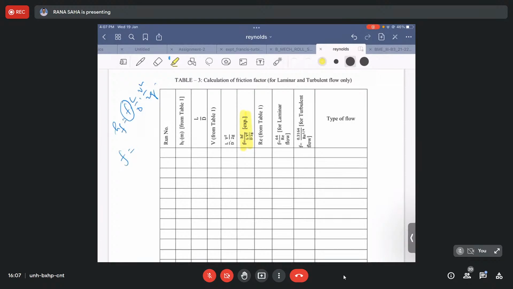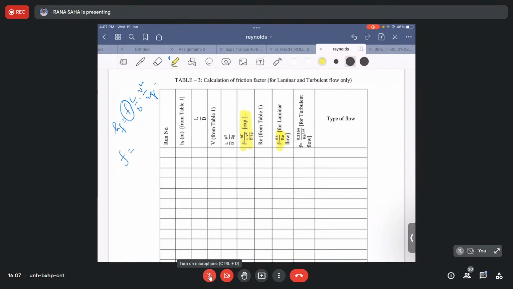In case of laminar flow, if you combine your Hagen-Poiseuille equation with Darcy's equation, you end up with this relation: F is equal to 64 by RE. I think possibly you have done this in your Fluid Mechanics 1. You can also revisit that. It's very simple: just combine these two, and you get F is equal to 64 by RE as the relation. It is for hydraulically smooth pipe, or, in fact, for laminar, it is the same relation.